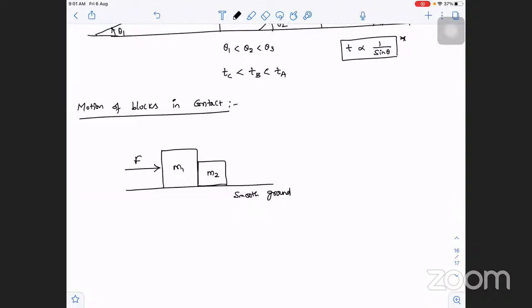Okay. Let us see how to do this. Can you say that both the blocks will accelerate forward with acceleration a? The acceleration of M1 and M2 will be the same because both will move together.